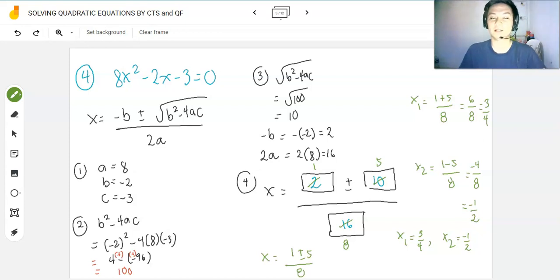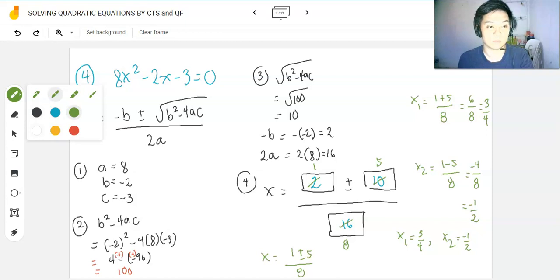Hello Mathematicians! Ayan. So, babalikan natin ngayon yung ating mga sinolve kanina na quadratic equations using quadratic formula. Yung equation number 4 down to equation number 11. Para tingnan ano ang value ng discriminant ng bawat isa at ano yung klase ng roots na meron sila. So, in number 4, 8x squared minus 2x minus 3 equals 0.